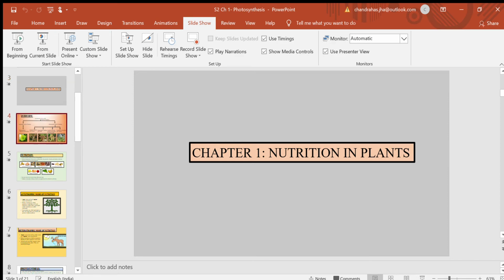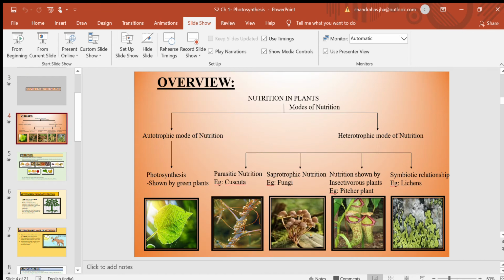We are aware that plants are autotrophs, they make their own food. Autotrophic mode of nutrition is shown in photosynthesis by green plants. Some plants also follow heterotrophic mode of nutrition, like parasitic nutrition in cuscuta, saprotrophic nutrition in fungi, nutrition shown by insectivorous plants, for example pitcher plant, and symbiotic relationship, for example lichens. Lichens are the symbiotic relationship between fungi and algae.